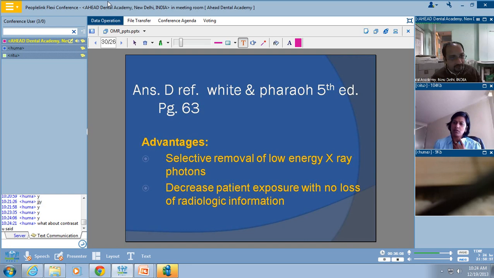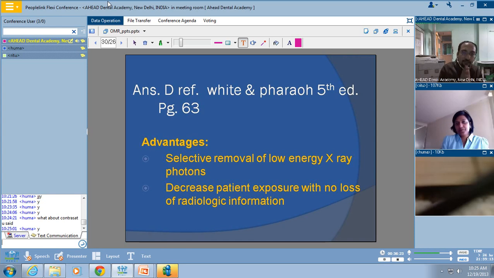Like a person, if he is wearing a white shirt and black trouser, we say it is a good contrast. But if he is wearing a grey shirt and grey trouser, we say he is having a poor contrast or a poor difference, isn't it? So contrast basically means the white areas and the black areas on the film.